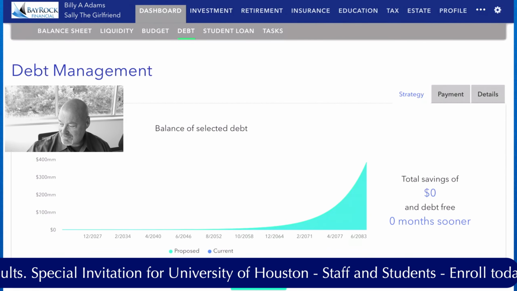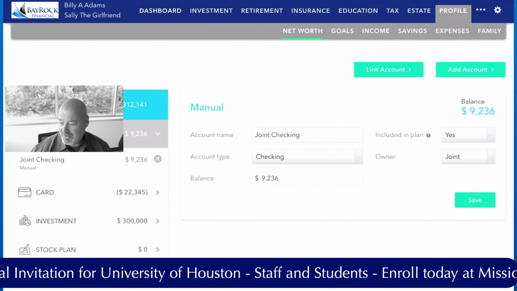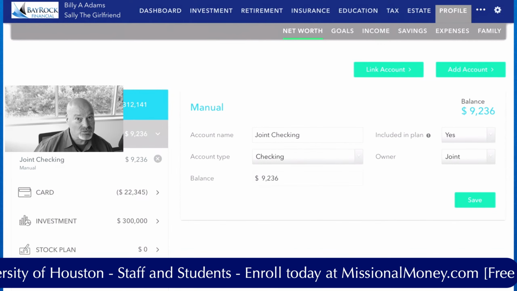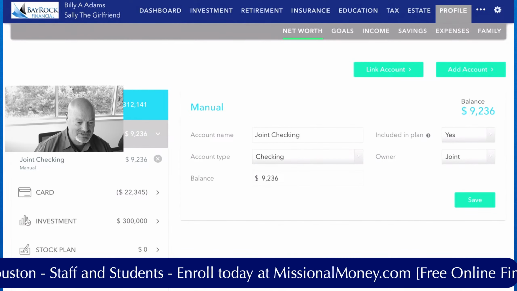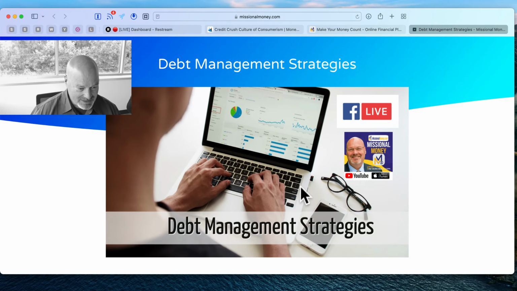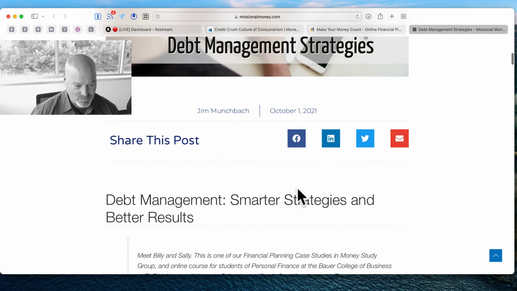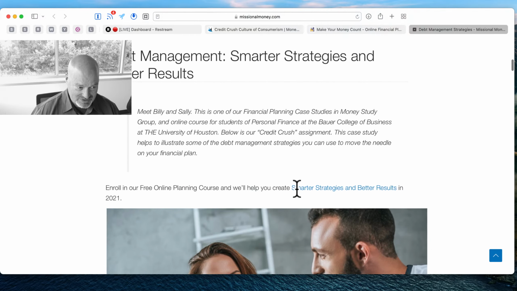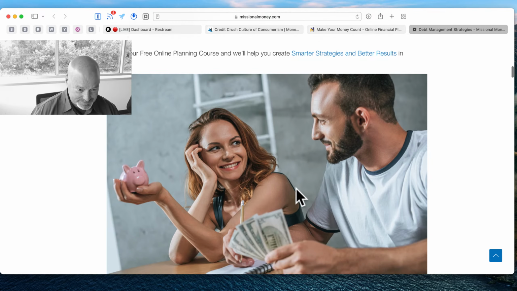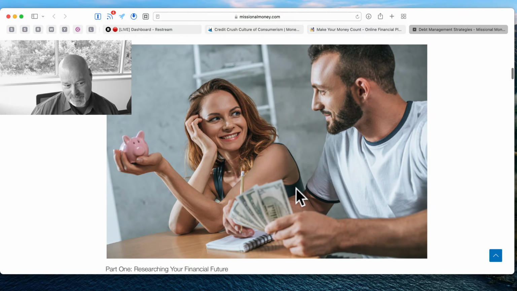So what I'm doing now is jumping into the case, the actual plan for Billy and Sally. When we look at the case, I'm going to show you what we posted, and you'll see this if you look at the post at missionalmoney.com. I just posted this. So there's Billy and Sally, and each semester I tell the backstory of Billy and Sally, and if you missed that, well, you missed that.